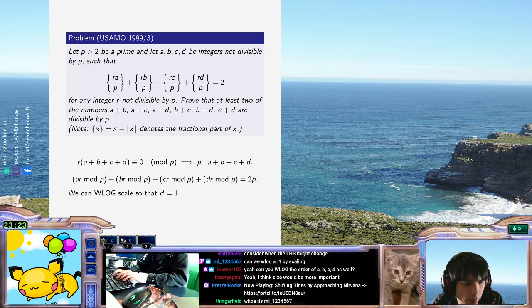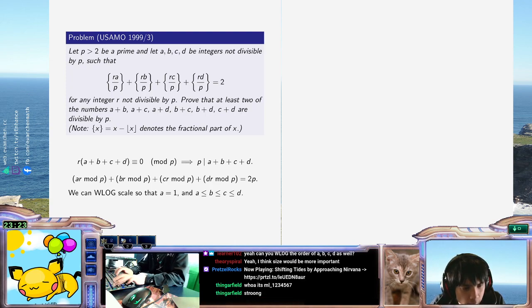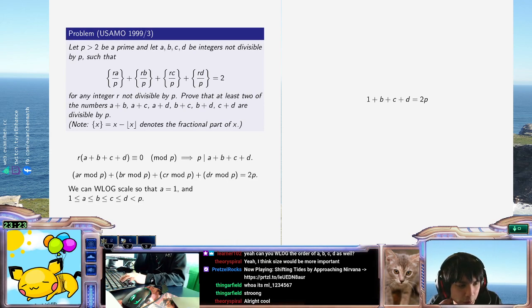Okay, let's agree that A equals 1, and A less than B less than C less than D. And the idea is that, at that point, let's let them be strictly less than P. So that means 1 plus B plus C plus D is exactly equal to 2P. So you get some pretty nice size constraints here. They're all pretty big.